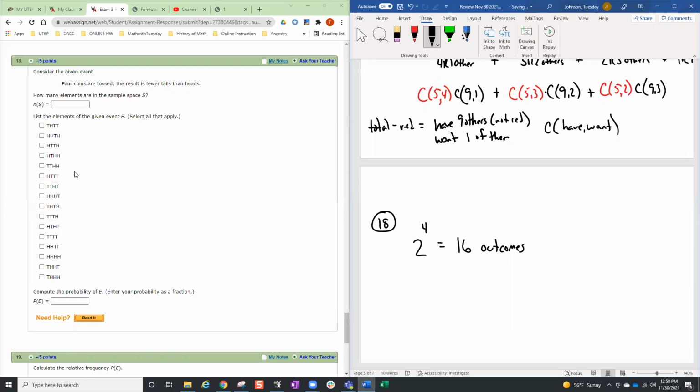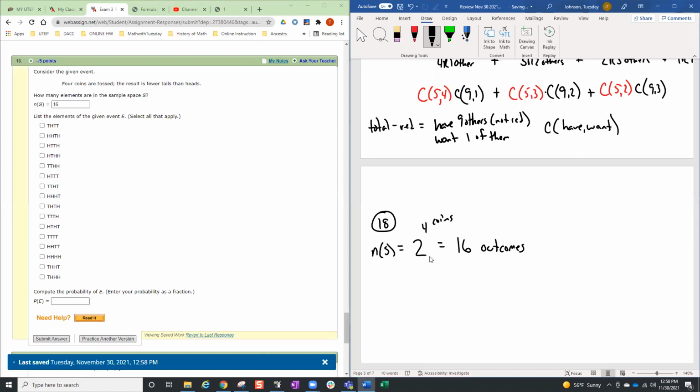So I'm going to count 1, 2, 3, 4, 5, 6, 7, 8, 9, 10, 11, 12, 13, 14. There's only 16 of them there, so you're going to hit all of them. Four coins, 2 heads or tails, 4 coins. And so it'd be all of these. Compute the probability of E: fewer tails than heads.